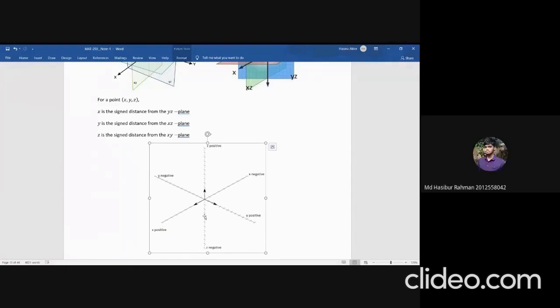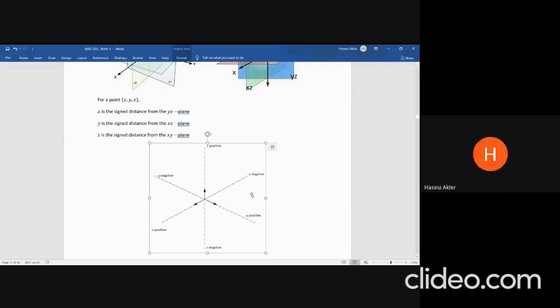Now look at the picture. Let's say that we are in this room. Think that we are in this room. If this room has positive Z axis, positive Y axis, but negative X axis, that means in this room, if we have anything in the air of this room, then X is negative, Y is positive, Z is positive. Do you understand that?